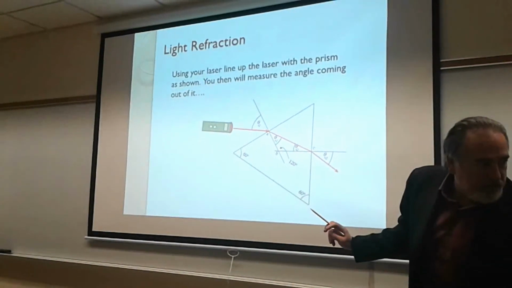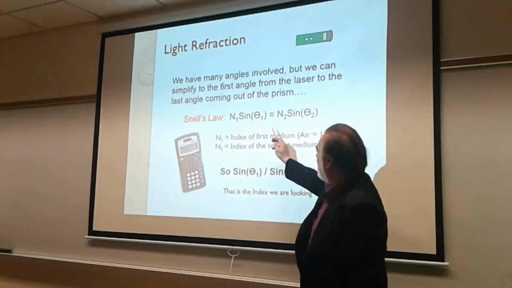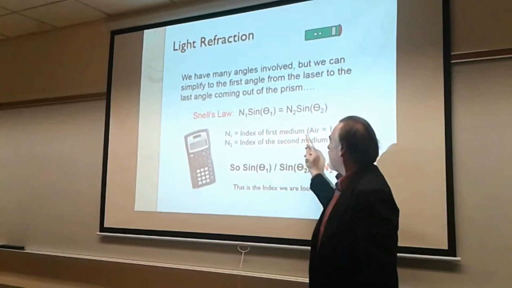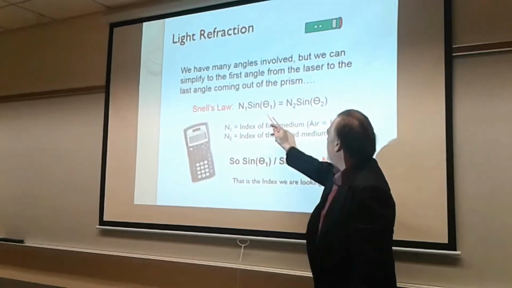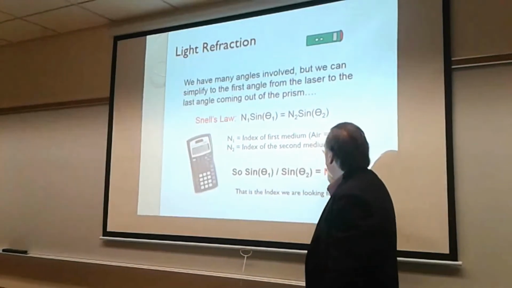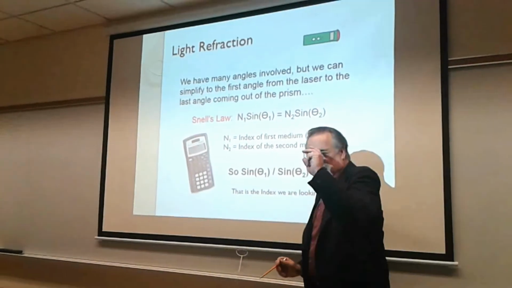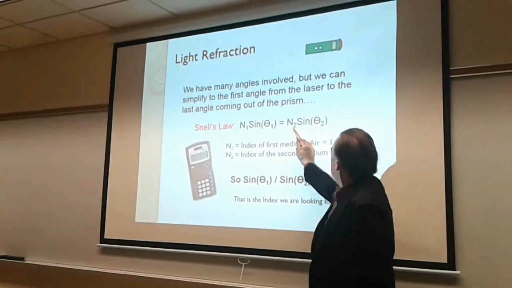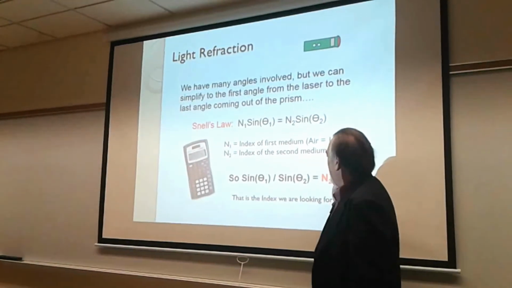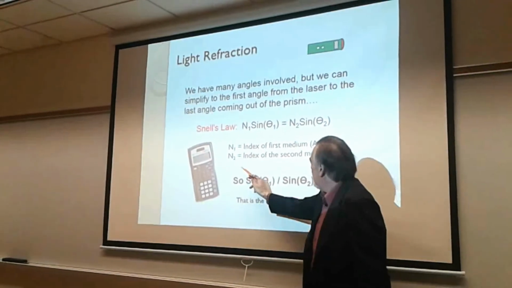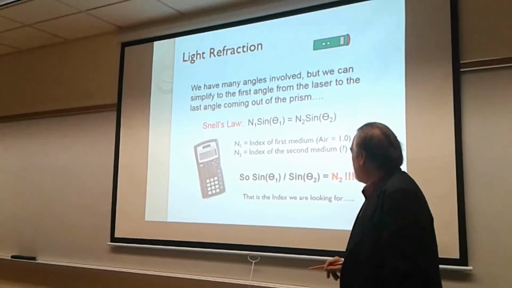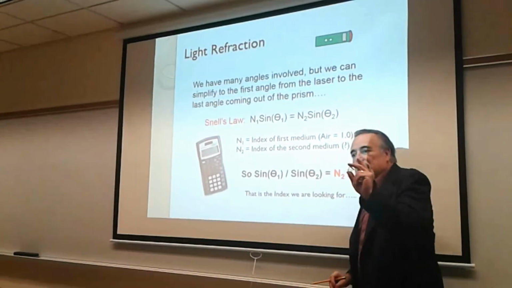And with that measurement, in using Snell's law, where N1 is, since we're going through the air, 1.0, the first angle you measured, N2 is the index of the second medium, that would be this, and angle 2 is that measurement of that second angle. So, solving this, we have only one unknown, N2. And that would tell us what this is made of.